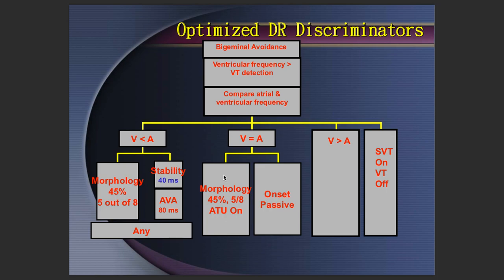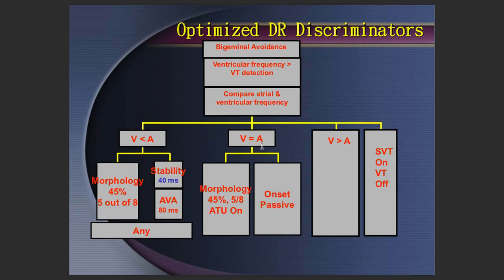So what is happening over here is you should try to avoid the bigeminal. Then you should look at the VT detection algorithm and compare the ventricular frequency, V and A's, in fact. If V is less than A, then you should try to look for the morphology, and similarly the stability factor as well.